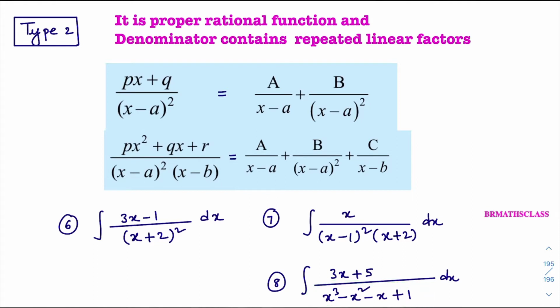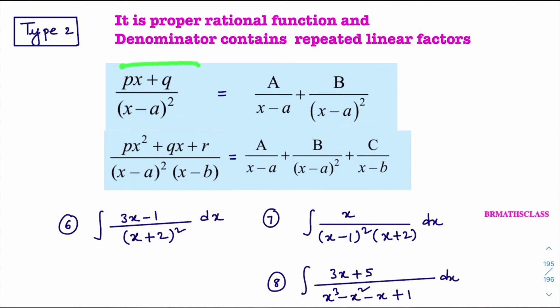So first thing, in this model, by seeing the question, you need to understand what type it is. The given function is a proper rational function and the denominator contains repeated linear factors. I hope you understand what type it is. Once you identify that the denominator contains repeated linear factors, then how do we write the given proper rational function into partial fractions?